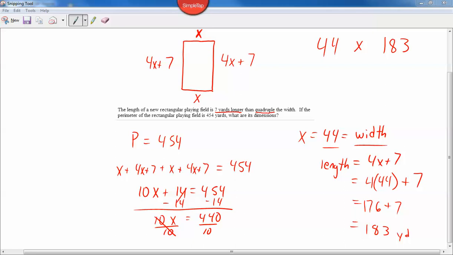Any questions on that problem? So draw a picture, it helps, I promise you. Makes a little more sense if you can see it like that.